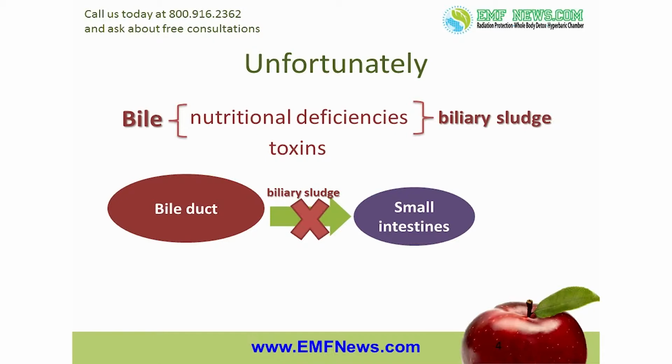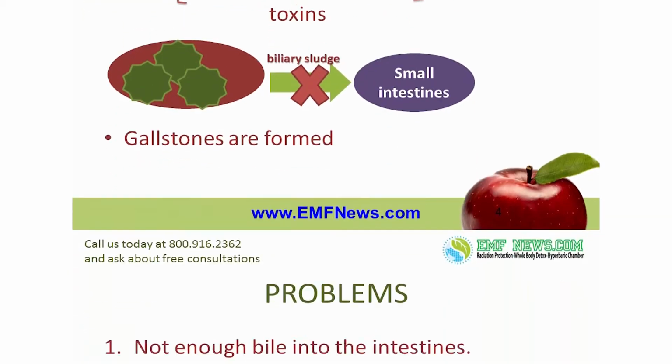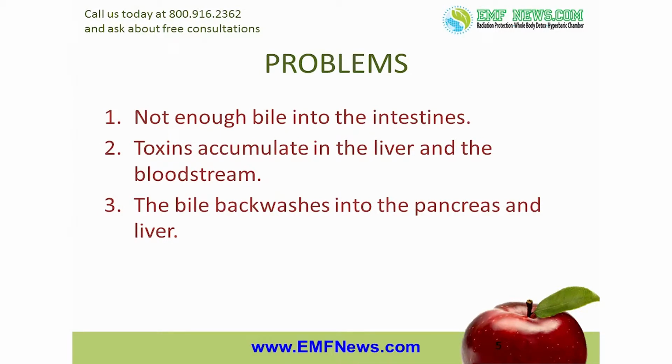Unfortunately, with nutritional deficiencies and exposure to certain toxins, bile can thicken and form what is known as biliary sludge. When this biliary sludge forms, it makes it very hard for the gallbladder to get the bile into the small intestines. It's like trying to squeeze glue through a straw. It is out of this biliary sludge that gallstones are formed. Gallstones and biliary sludge disrupt the normal flow of bile, causing 3 different types of problems.